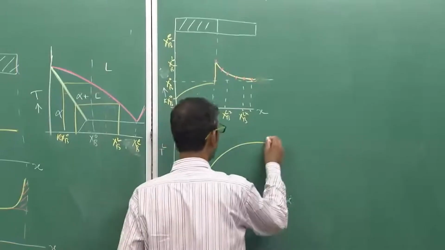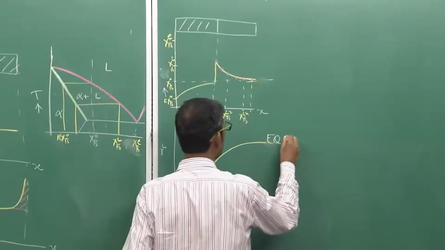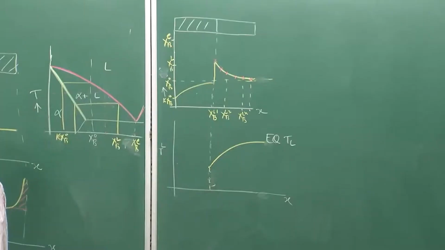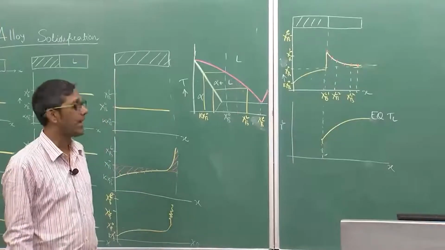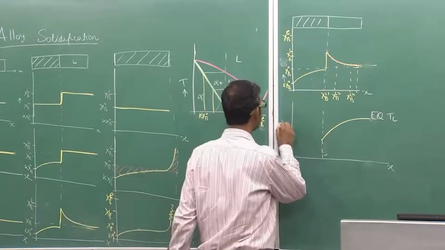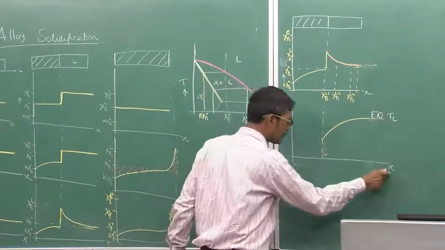That is what I have done: the equilibrium liquidus temperature. Why is it the equilibrium liquidus? Because we are drawing it from the phase diagram, and the phase diagram tells you equilibrium information. The actual situation may be different. So, this is a TL versus distance plot.